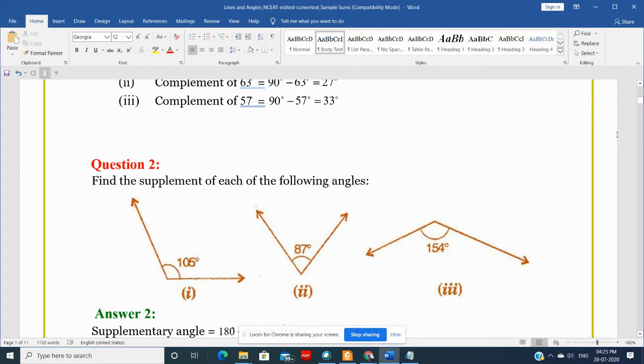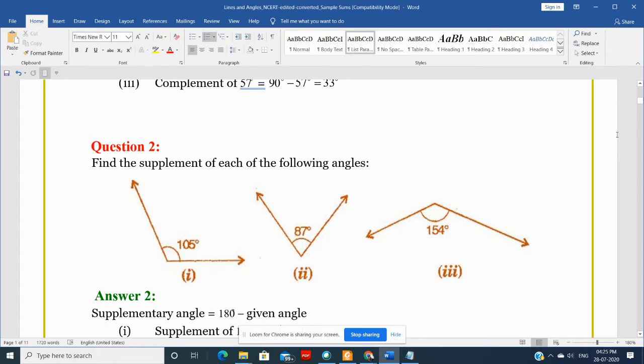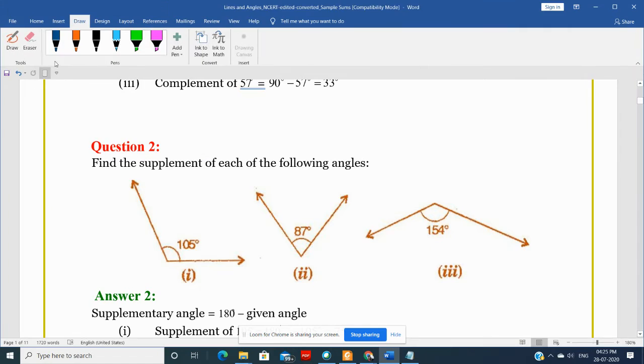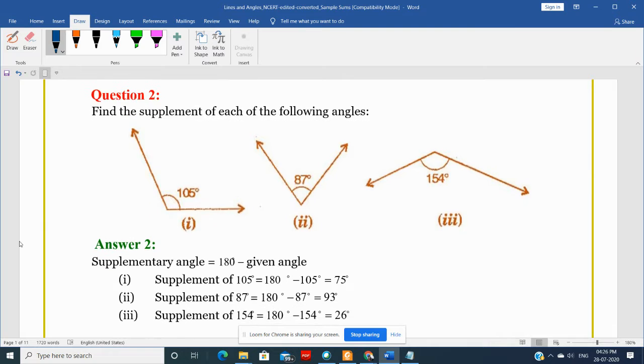Question 2 is find the supplement of each of the following angles. Again, when we talk about supplement angles and when we want to find out the supplement of the given angles, we know that we need to subtract the given angle from 180. Why? Because supplement angles means the sum of those two angles becomes 180. Alright? So we don't have to do much. We just will subtract from 180.